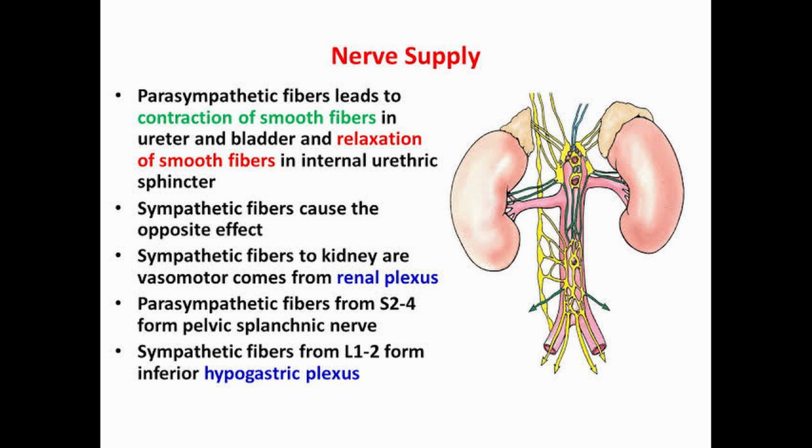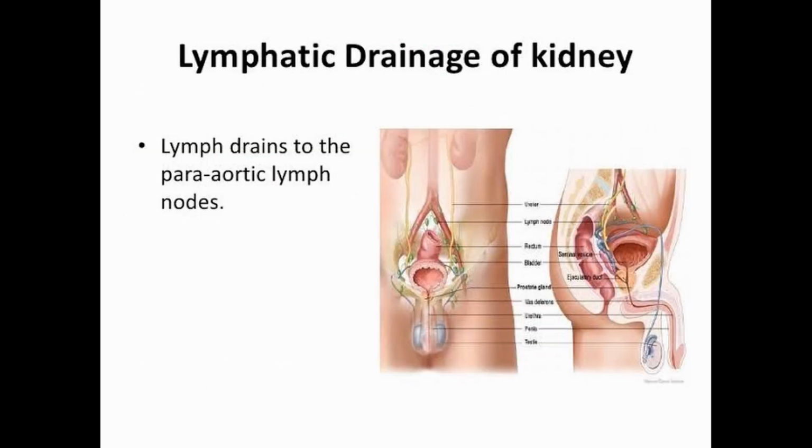Sympathetic fibers to the kidney are vasomotor and come from the renal plexus. Parasympathetic fibers from S2 to 4 form the pelvic splanchnic nerves, and sympathetic fibers from L1 to 2 form the inferior hypogastric plexus. So this is the nerve supply of the kidney. Now we discuss the lymphatic drainage of the kidney. The lymphatic drainage is to the para-aortic lymph nodes. As you can see on the diagram, the lymph nodes of the kidney are shown. So these drain into the para-aortic lymph nodes.